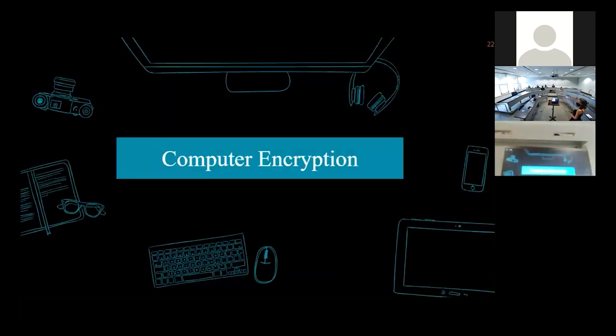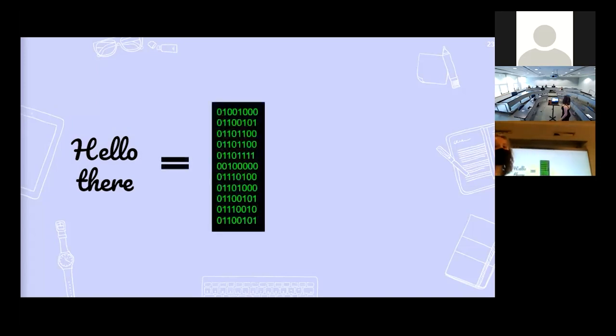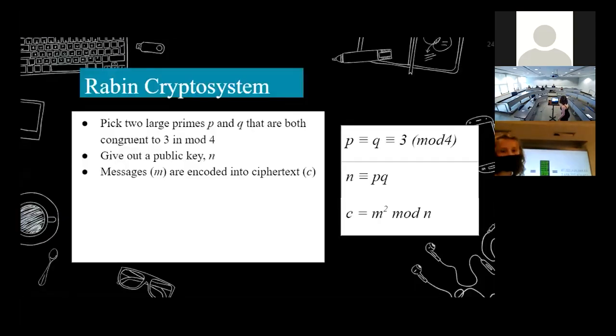Up until now, we've been talking about encryption systems designed to be encrypted and decrypted by humans. Computer encryption works a little bit differently. To a human, the phrase "hello there" is read as 2 words, 5 letters each, with a space in between. However, to a computer, that phrase is interpreted as a series of zeros and ones called binary. That binary represents a number, in this case 87 septillion and then some. And this means that messages are really just numbers encrypted as other numbers.